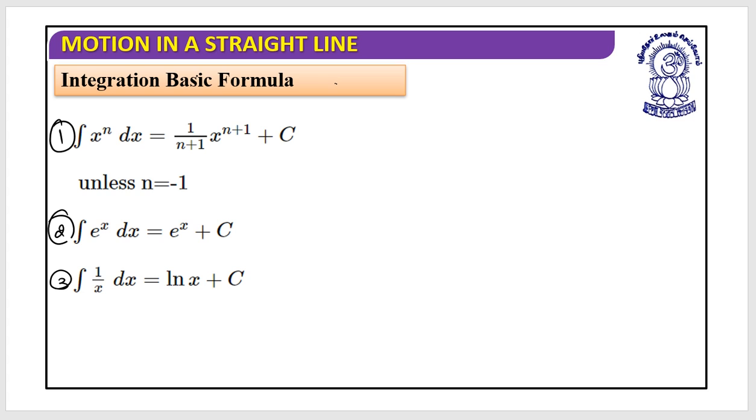We know that the integration of x to the power n dx is x to the power n plus 1 divided by n plus 1, plus c. We know that this c is a constant, and this is applicable unless n is equal to minus 1. Second formula: integration of e to the power x dx is e to the power x plus c. The third: integration of 1 by x dx is ln x plus c. These are the basic formulas.